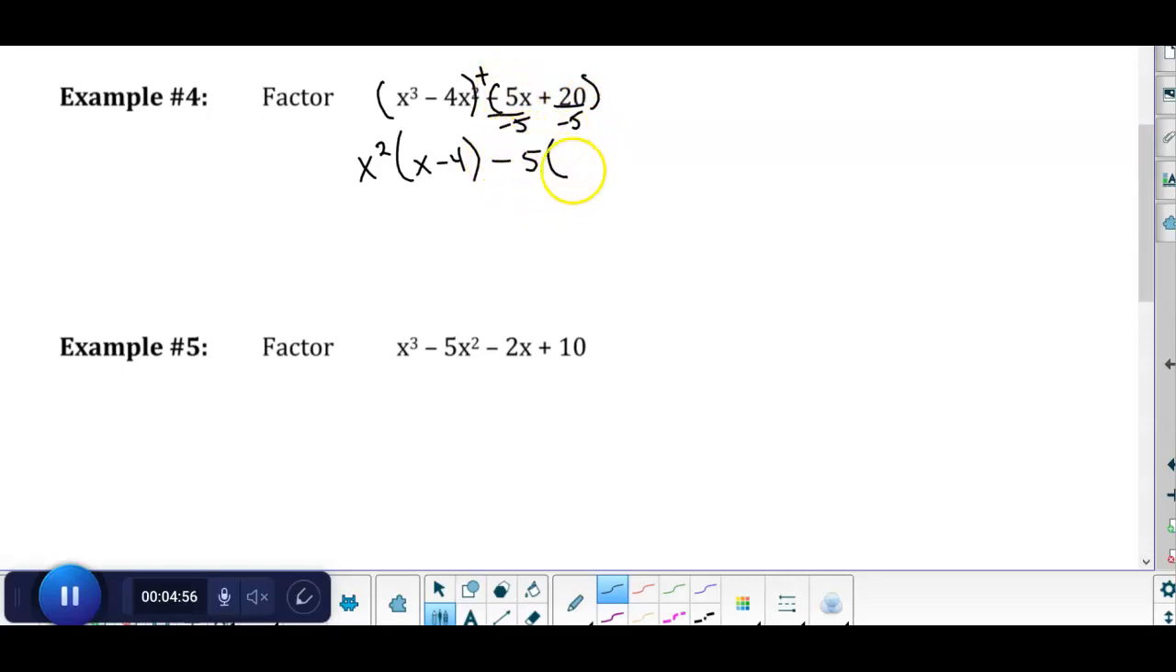Negative 5 over negative 5 becomes 1. That's just x. And then negative 20 divided by negative 5 is going to make that a negative answer. And that's going to be 4 because when you have a negative and positive, you get a negative answer. Parentheses are the same. So it's x minus 4, x squared minus 5.